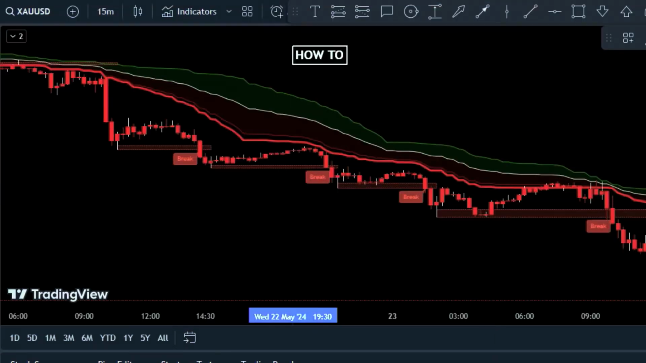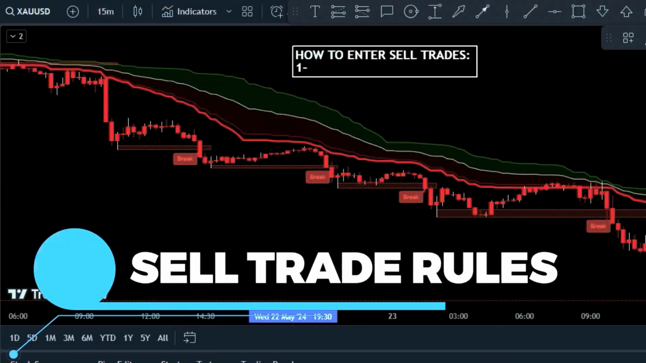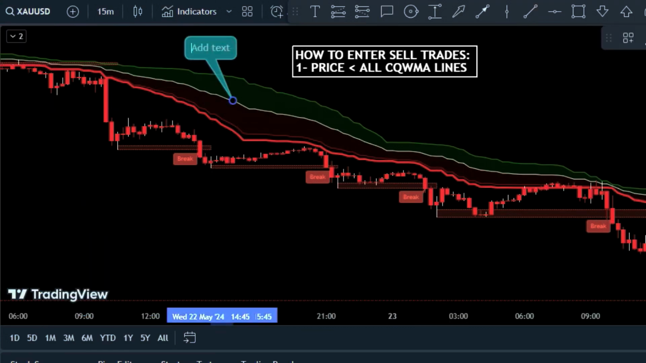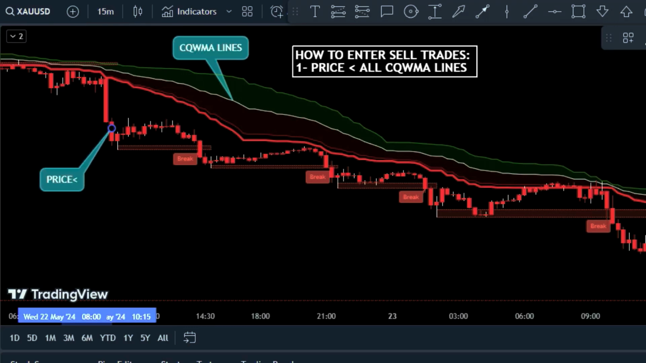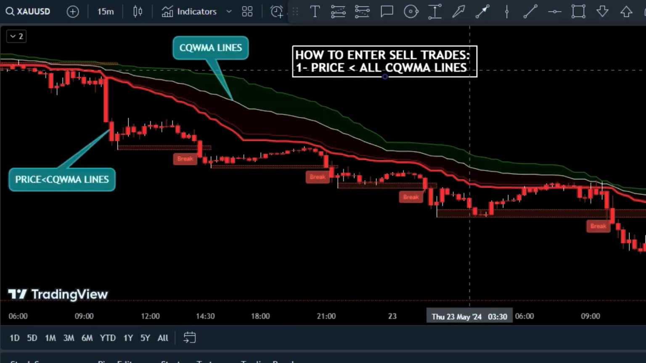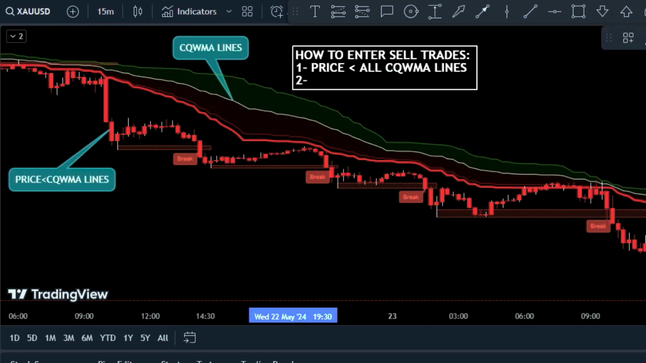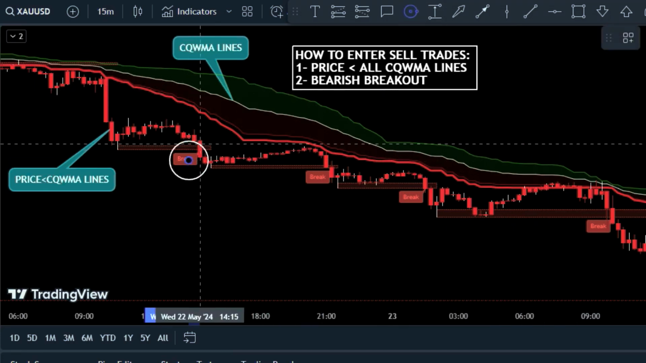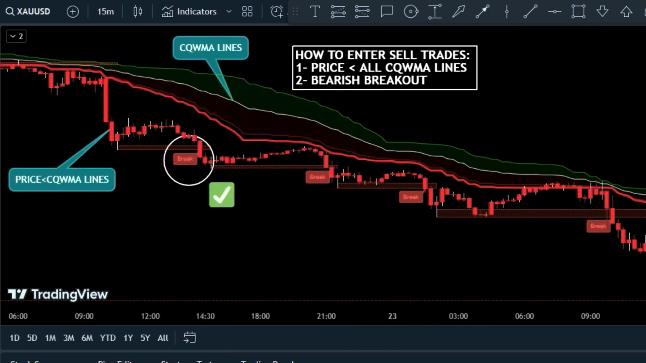Let's flip the switch and dive into sell trade rules. First things first, check the price candles are below the QWMA indicator lines, indicating a downward trend, perfect for sell trades. Next, be on the lookout for a bearish breakout. Once we spot one and the price candles are still below the QWMA lines, we're good to go. Open the sell position and get ready to ride the wave.